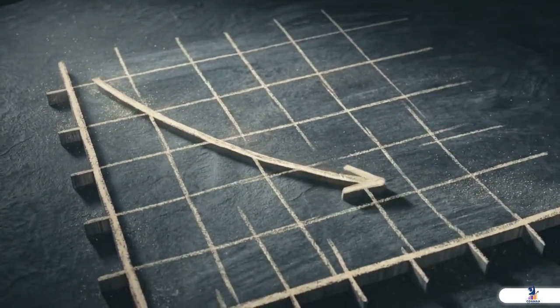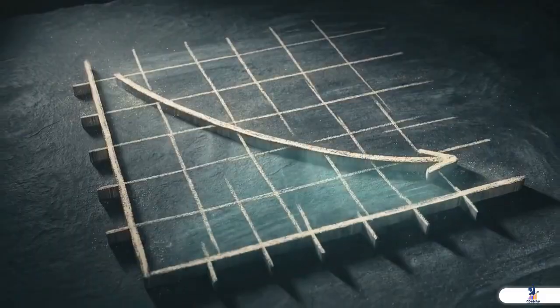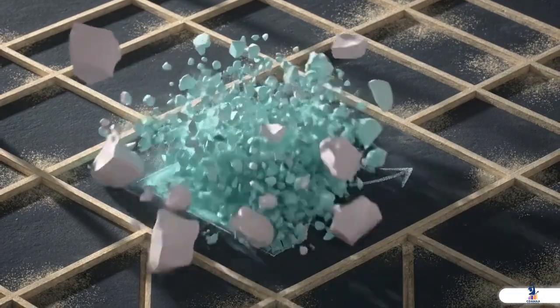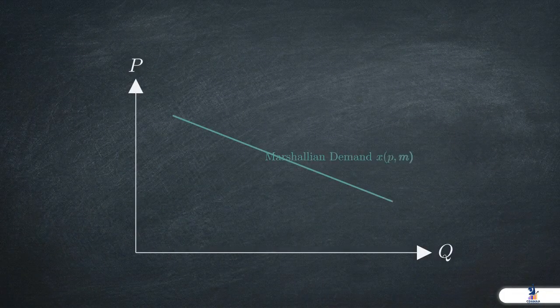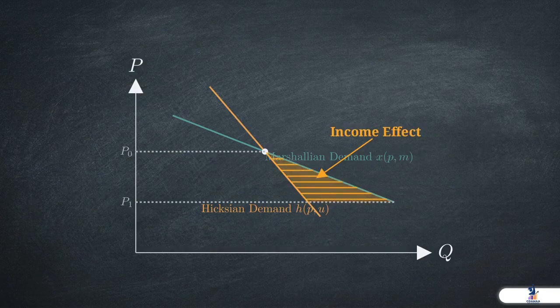When we measure the welfare impact of a price change, we often use Marshallian consumer surplus, the area under the demand curve. But this measure is technically flawed because it doesn't account for how the change in price also changes the consumer's real income. This compares a standard Marshallian curve to a steeper Hicksian, or compensated, curve. The gap between them is the income effect.